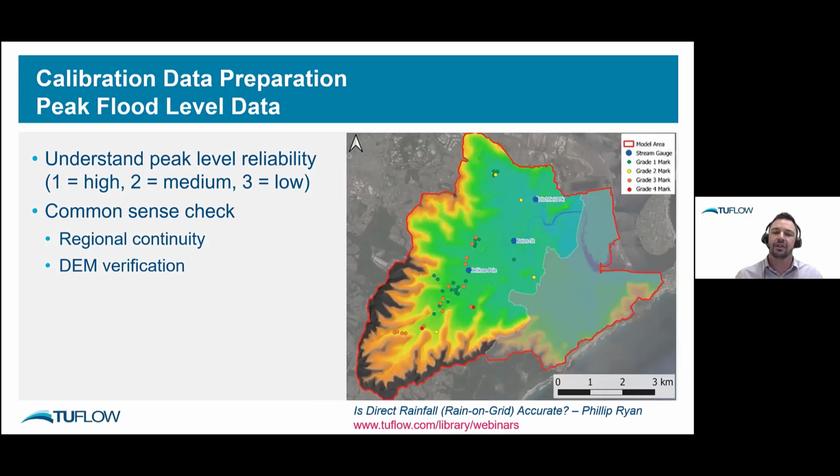And for the benefit of your own calibration, it's really nice to thematically map your reliability rating. So when you're tuning in your model, you know what sort of accuracy you should expect in those areas. At this point, once I've got all the data, I always do a regional continuity check. Just make sure it makes sense. Does the water go down as you move down the catchment? I also do a DM verification. So I just subtract the recorded level from the DM just to make sure there's not any major discrepancies there. If there is, that could be a survey error.